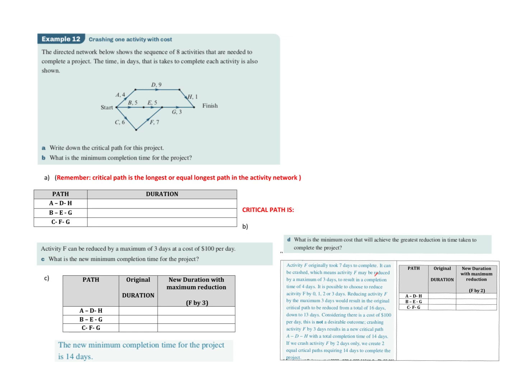All right, let's look at this one. So we're crashing one activity. The directed network below shows a sequence of 8 activities to complete a project. The time in days that it takes is also shown. So write down the critical path.